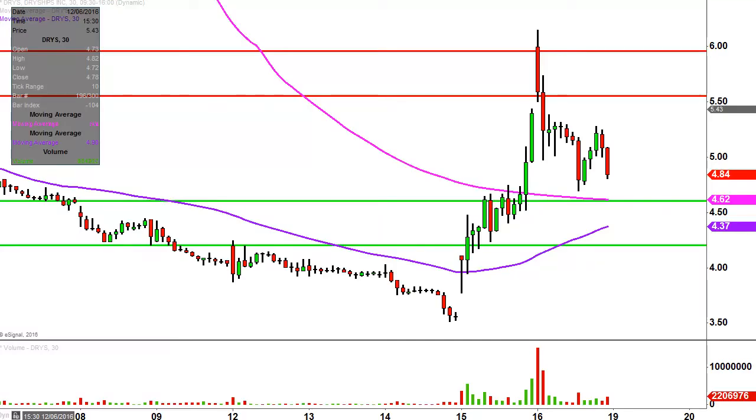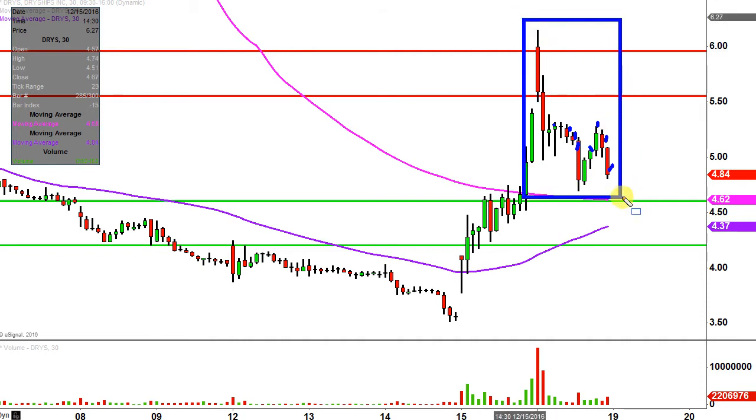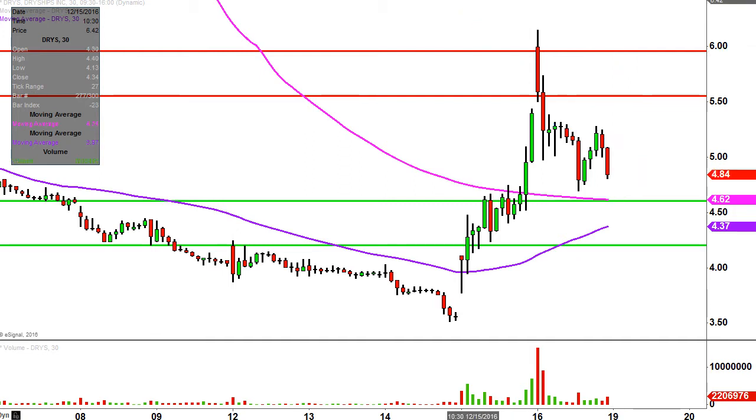Real quick, what do I mean by 30-minute in case maybe you're new to charts? Instead of each one of these candlesticks representing one day's worth of price action, which is what you would normally see, each one represents 30 minutes. So while this here may look like several days worth of time, it's actually just today's price action broken down into 30-minute time slices. I did this analysis yesterday, so that's where these red and green lines are coming from.